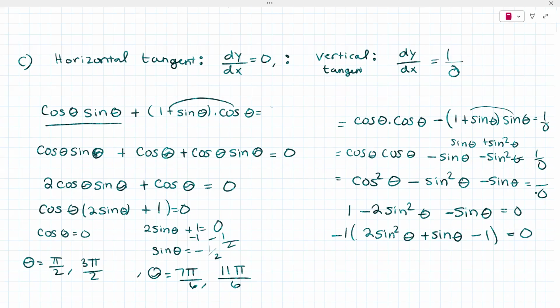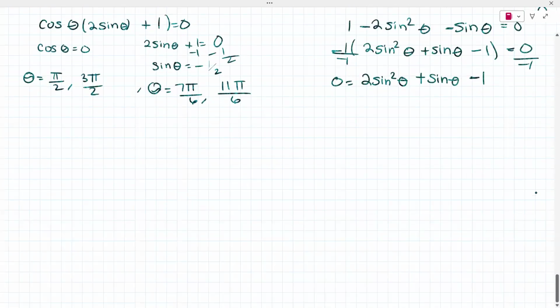And then get rid of this minus 1 by dividing both sides by negative 1. So now you get 0 equals 2 sine squared theta plus sine theta minus 1. And then when you factor that out, you're going to get 2 sine theta minus 1 times sine theta plus 1.